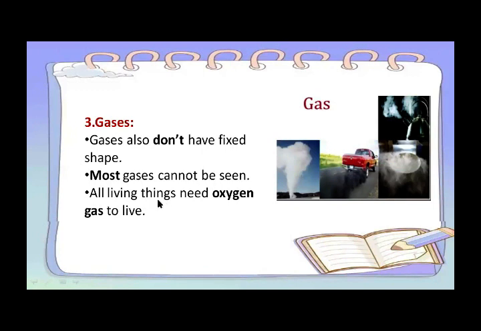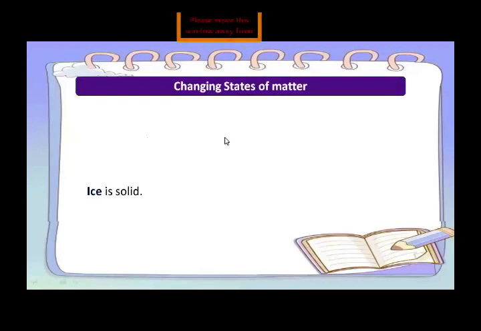plants, and human beings. Gases also don't have a fixed shape, but beta, remember one point: solids have a fixed shape, and gases and liquids don't have a fixed shape. Okay, so should we move to the next?